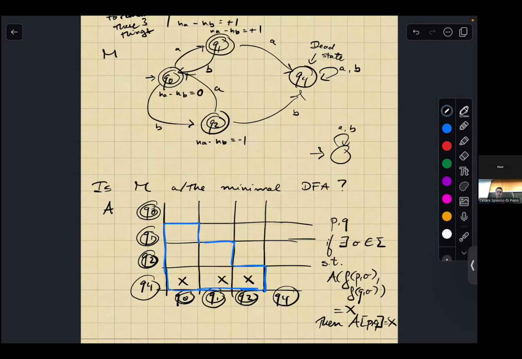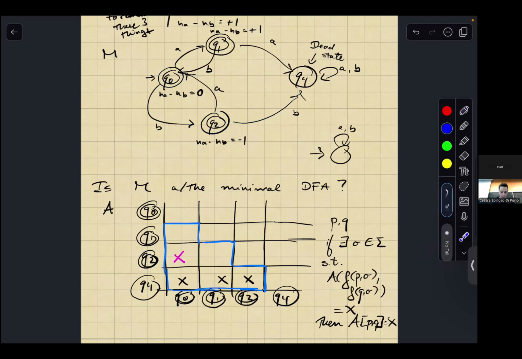So they're encoding different information. So let's check this one by one. What do we need to check here? Let's start with Q0 and Q2. If I'm at Q0 and I'm at Q2, what happens if I read a B? If I read a B from Q2, I go to a non-accept state. But if I'm at Q0 and I read a B, I go to an accept state. So that tells me they're distinguishable, and that tells me I should mark this with an X, okay?